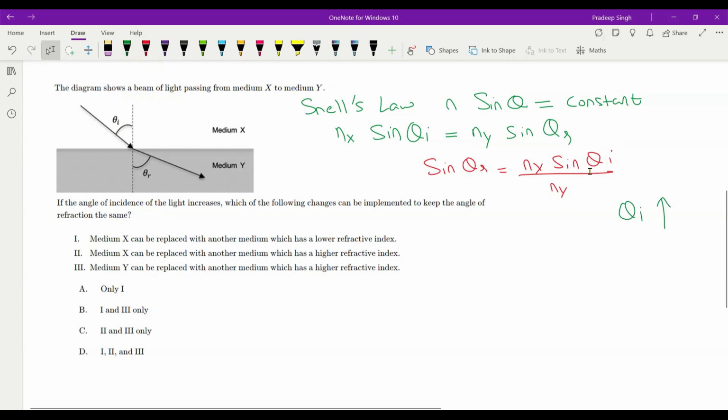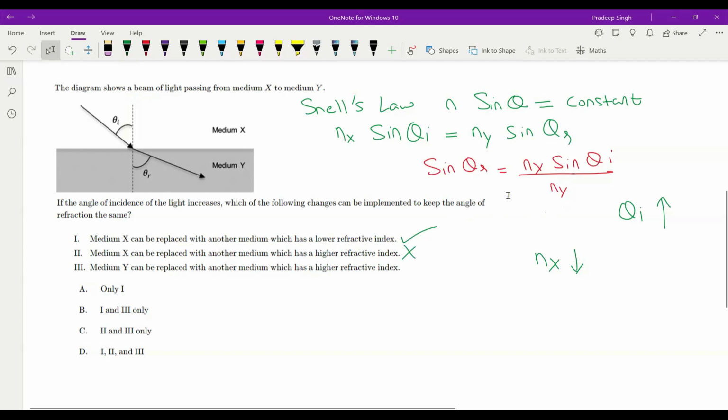Now if theta I is increasing, for theta r to be constant, the Nx value should decrease. So let's write down Nx value should decrease. Let's repeat. Since theta r is a constant, this entire right-hand side needs to be constant, but theta I was increasing, that is only possible if Nx is decreasing, which means if we look at statement 1, medium X can be replaced with another medium with a lower refractive index. This, in fact, is correct, which makes statement 2 incorrect.